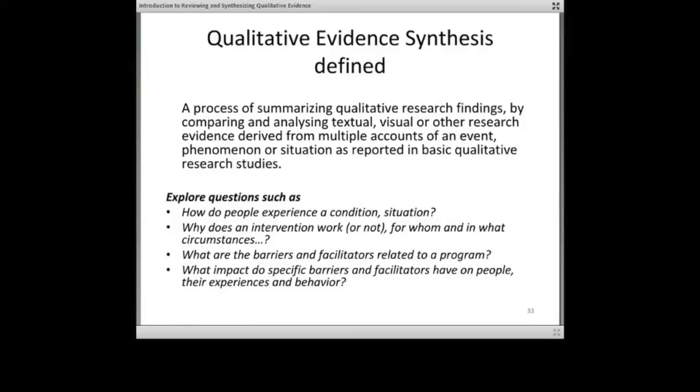And actually, it is a process of summarizing qualitative research findings by comparing and analyzing textual, visual, or other sort of research evidence. It might even be performance or dance-related type of evidence. It can be derived from multiple accounts or just one event, one phenomenon, or a situation. And the important thing is that it has to be reported in basic qualitative research studies.